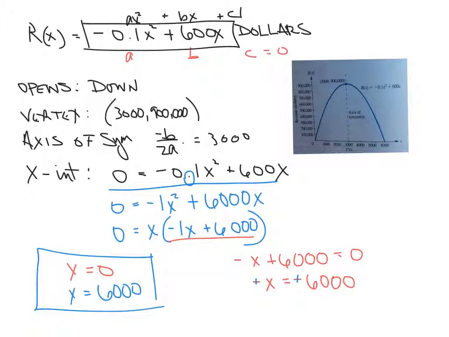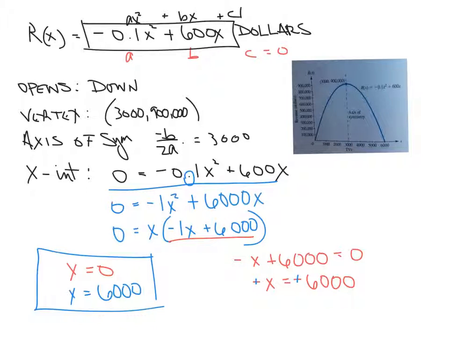Now, being done with this, I can start answering some of the questions. It says find the vertex, axis of symmetry. Did that. Determine if the vertex represents a maximum or minimum point. It represents a maximum point. Did that. Interpret the vertex in the context of the application.